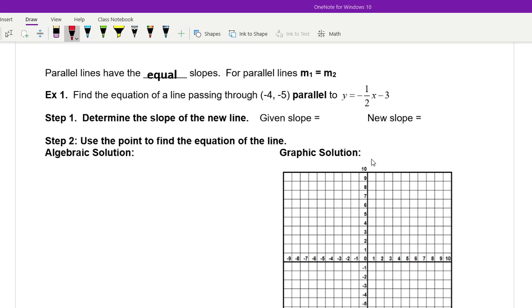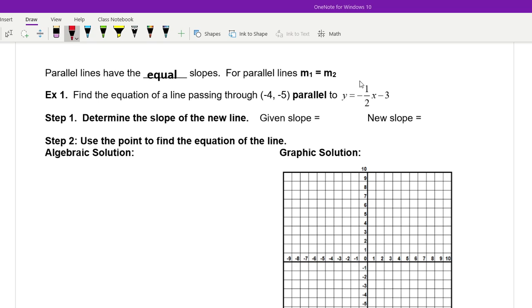Today we'll go over equations that are parallel or perpendicular to an original equation. Parallel lines have equal slopes. For parallel lines, the slope of the first line will be equal to the slope of the second line. For example, we want to find an equation that will pass through (-4, -5) that is parallel to our y equals -1/2 x minus 3.